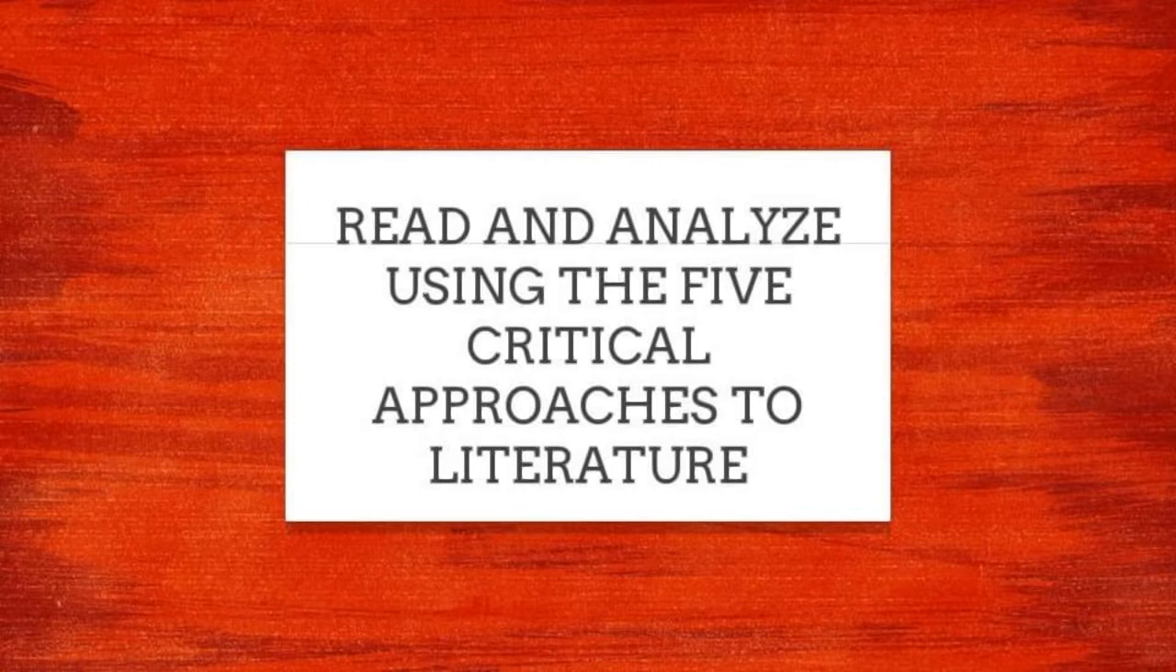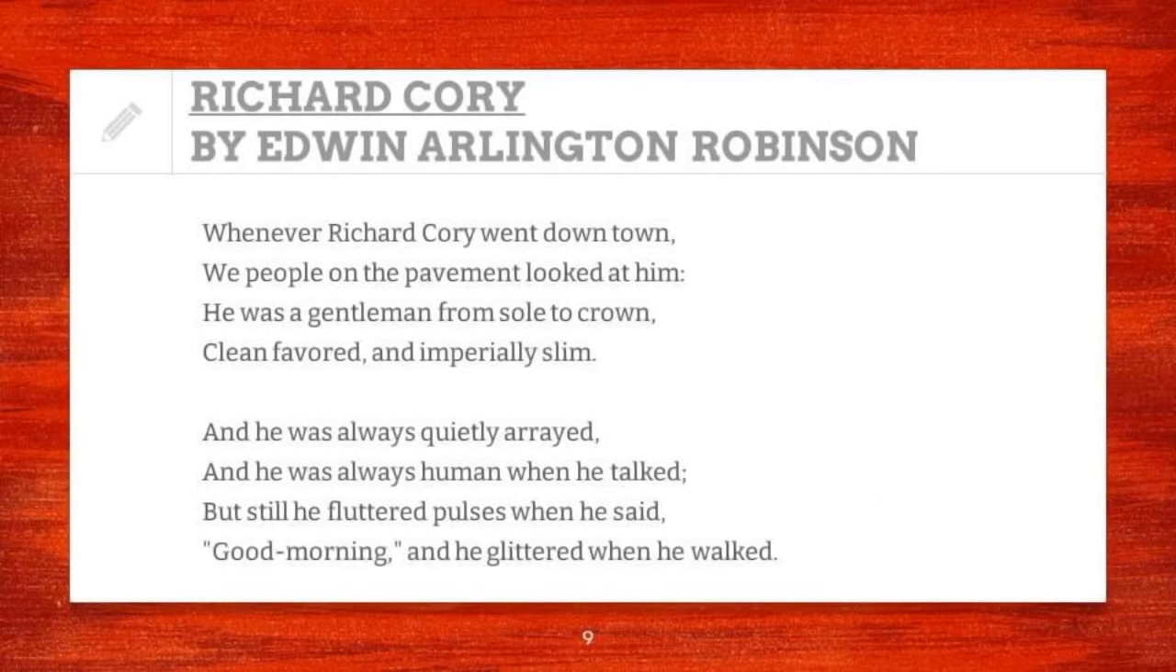To further understand these 5 critical approaches to literature, we are going to read and analyze a poem. Richard Cory by Edwin Arlington Robinson.